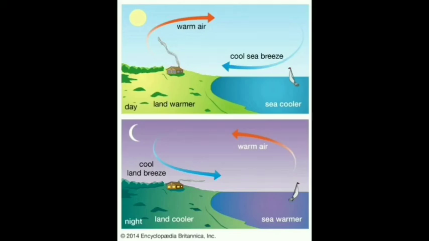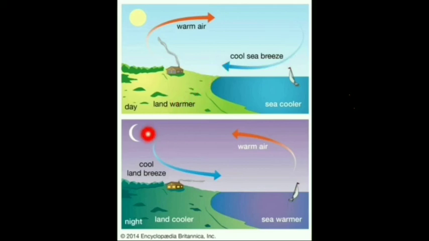So let's summarize this. In the first picture, you can see that it is the daytime. So hot air from the land will rise above and there will be a gap. So the cool air from the sea will come towards the land to fill up the gap. Wind is coming from the sea. That is why it is known as the sea breeze.